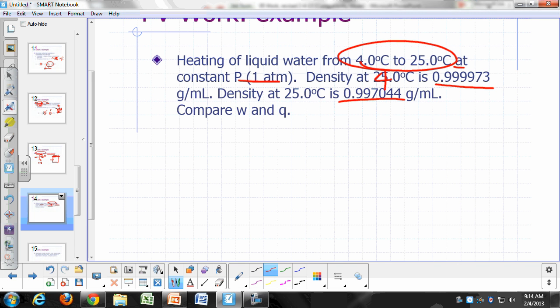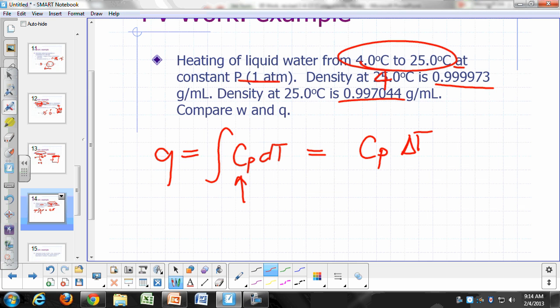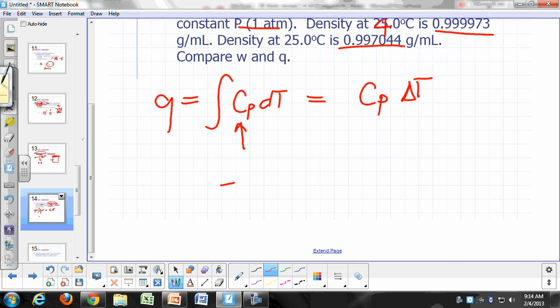Let's compare W and Q for this. What's our Q? You remember how to calculate Q? Constant pressure. Integral of Cp dT. You can look up Cp as a function of temperature. Or let's simplify it. We're just going to get an approximate value. We're just going to take the average, so it's just going to be Cp times delta T.